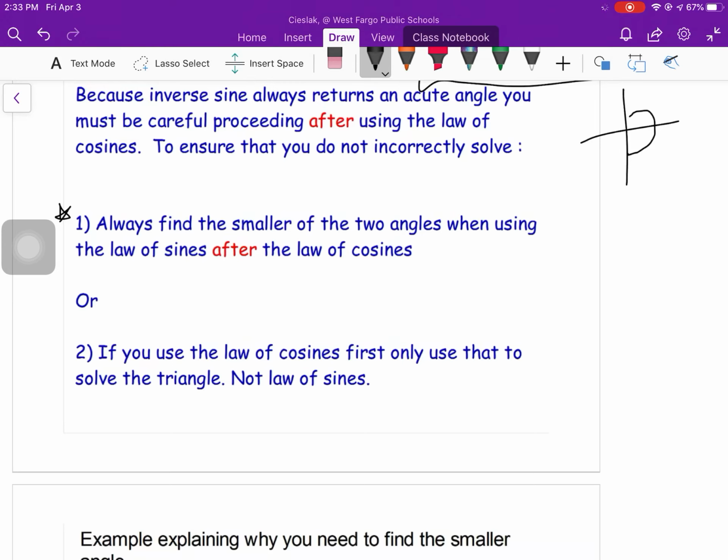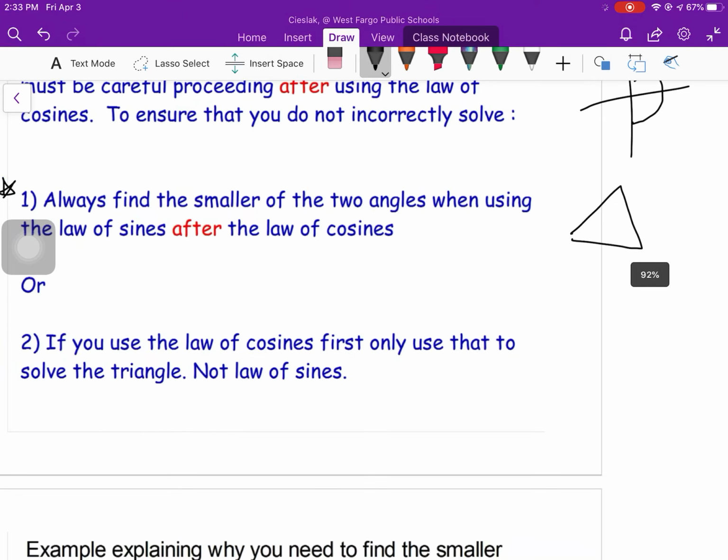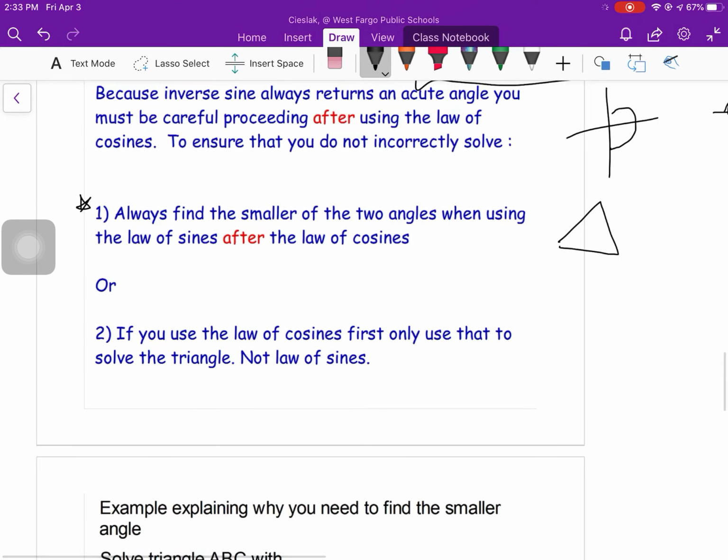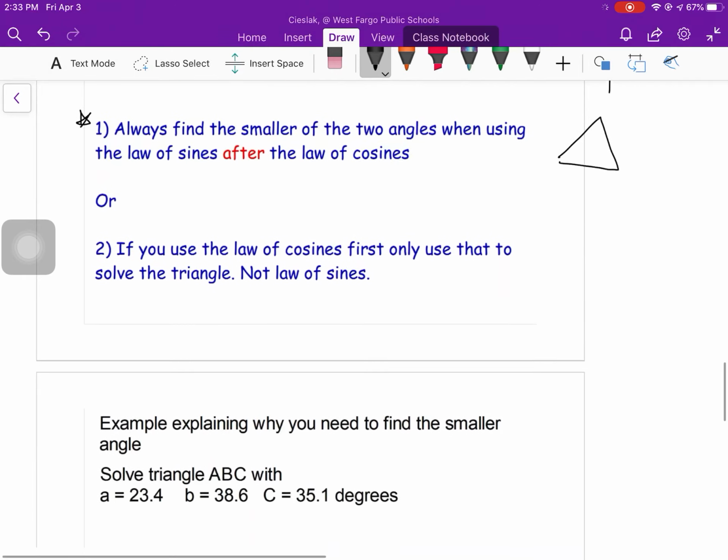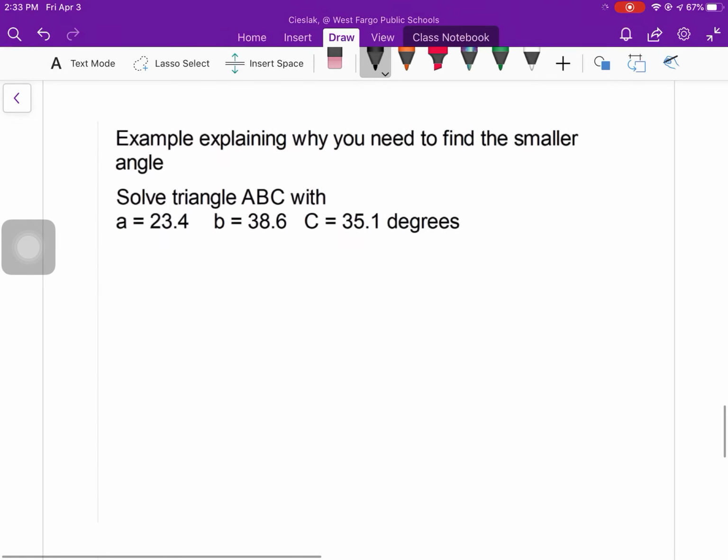Okay, so again, once you have already used law of cosines, if that's step one and you now want to use law of sines, you have to go and find the smaller of the two angles, because in any triangle, the smallest angle is guaranteed to be acute. If you find the biggest angle, it isn't necessarily obtuse. It could be obtuse or acute, because if you think about an equilateral triangle, those are three acute angles. You can't have more than one obtuse angle, though.